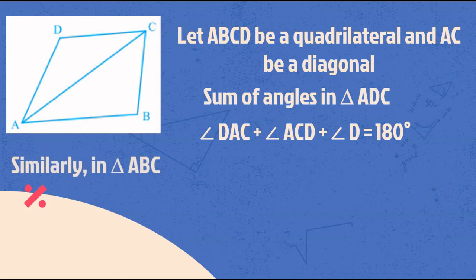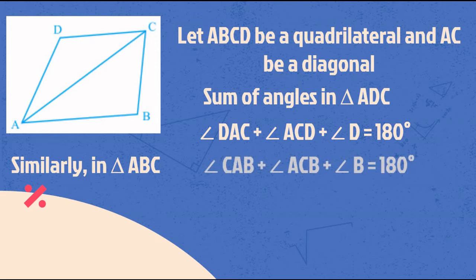Similarly, look at triangle ABC in the same quadrilateral ABCD. What do you see there? Again comes the angle sum property of triangles, and here also we can write it as angle CAB, the bottommost one, and then angle ACB, the uppermost one, and the bottom one at the right side corner.